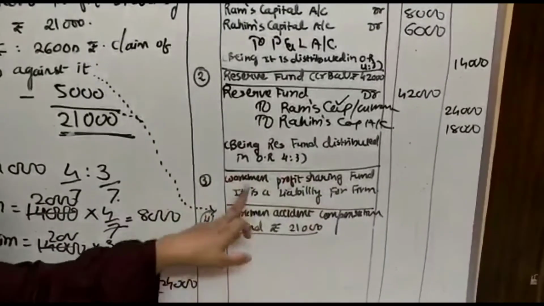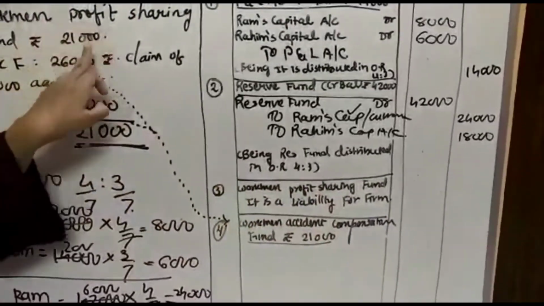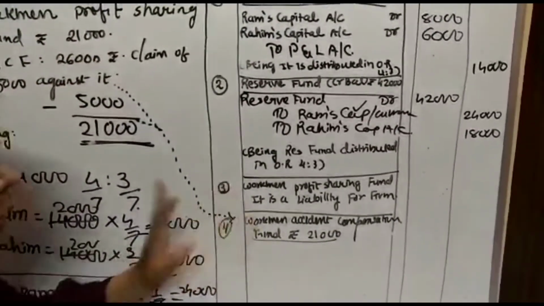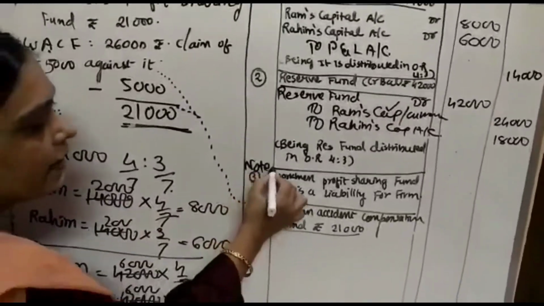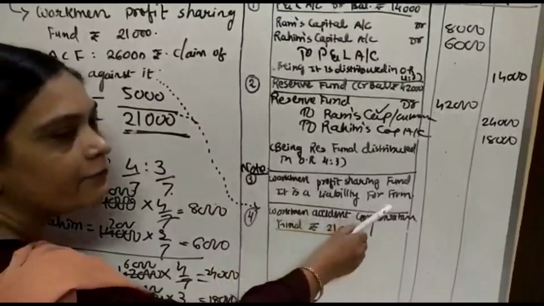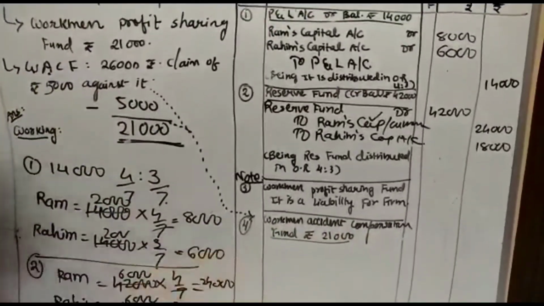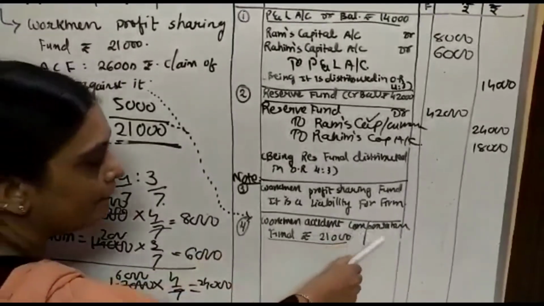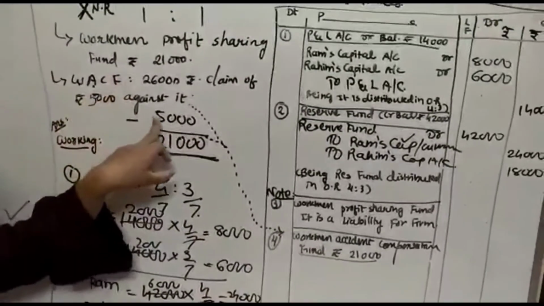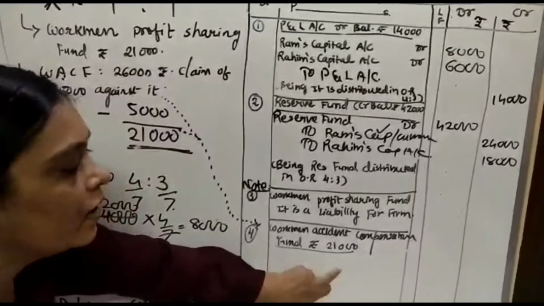Serial number 3. Workman profit sharing fund, it is given in the question as 21,000. This I am going to write in a note: that this fund cannot be distributed among the partners because it is a liability for the firm. This is part of the answer. Fourth one, workman accident compensation fund rupees 21,000. You know how it comes: minus 5,000, so 21,000.